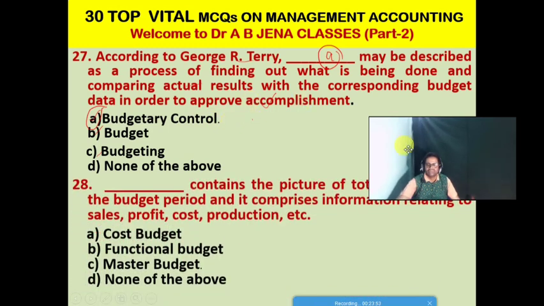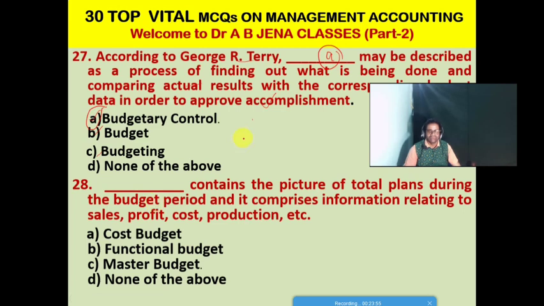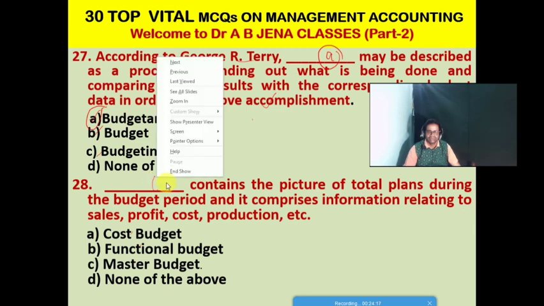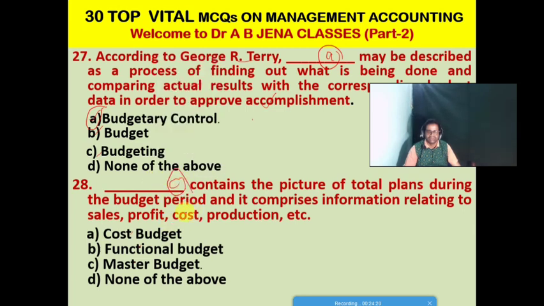So next one MCQ. Which one contains the picture of total plans during the budget period and it comprises information relating to the sales, profit, cost, production, etc.? A, it's the cost budget. B, it's a functional budget. C, it's a master budget. D, it's none of the above. So friends, here C is the right option for this MCQ. I mean the master budget contains the whole picture of total plans during the budget period and it comprises information relating to sales, profit, cost and production.